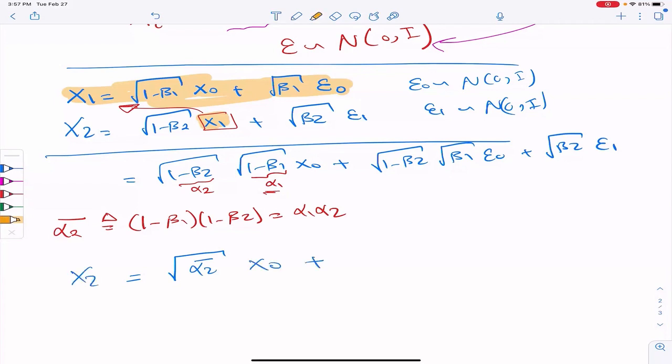What about the second term? Remember, epsilon 0 and epsilon 1 are normal random variables. They're samples that I'm drawing each from a normal distribution independently. They're not the same, but their distributions are similar. So what would be the distribution of this term? You have a scaled version of epsilon 0 and a scaled version of epsilon 1, and you are adding up these two random variables. What would be the distribution of the overall term?